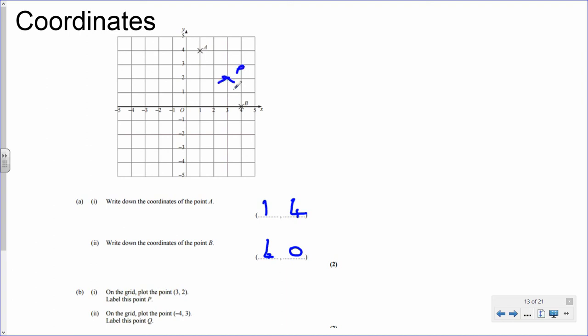That is P. On the grid, plot the point minus 4, 3. Minus 4, 3. So it's there. Be careful not to put it down at this point here. A lot of people do that. That's the point Q.